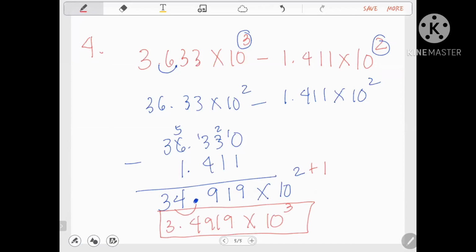So that's all for adding and subtracting. I hope you learned a lot, but I want you to do the bell ringer now, the independent practice.